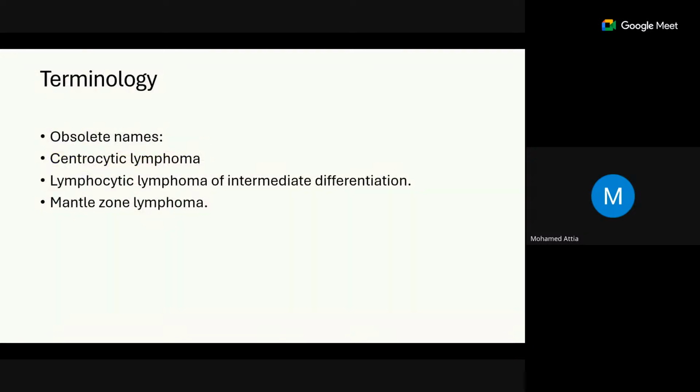Before, it was called centrocytic lymphoma because it is in the center and is formed of small cells and centrocytes. It may be lymphocytic lymphoma of intermediate differentiation, and it may sometimes be called the mantle zone lymphoma. And we found that nothing is called mantle zone. It is not like a marginal zone. It is not a zone. It is a mantle cell. It is something called the cap, but actually it's not a zone of the lymphocytes of the lymph node.